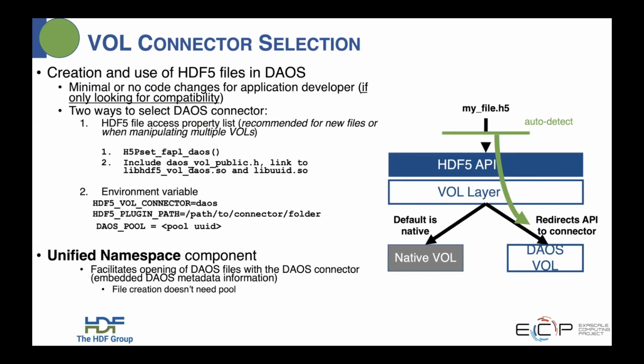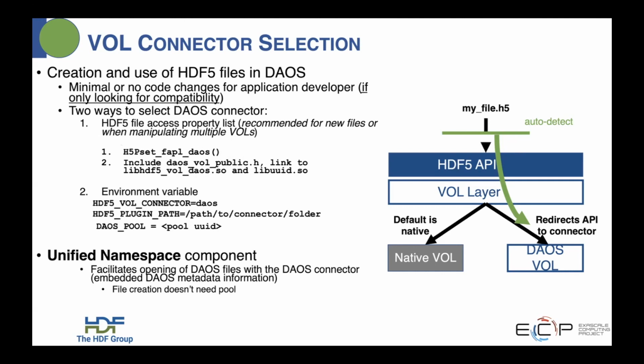If you want to start using the DAOS VOL connector, you can do it in two ways. You can either set the FAPL, so there's an H5Pset_fapl_daos. If you use that in your code, then of course you're adding that into your code, and you'll have to link to the public headers and the library itself, the VOL, so it can find this. The other option, if you don't want to add this to your code, is to just use environment variables. You can set the HDF5 VOL connector to DAOS, and then you set the plugin path to where you compiled the DAOS connector.